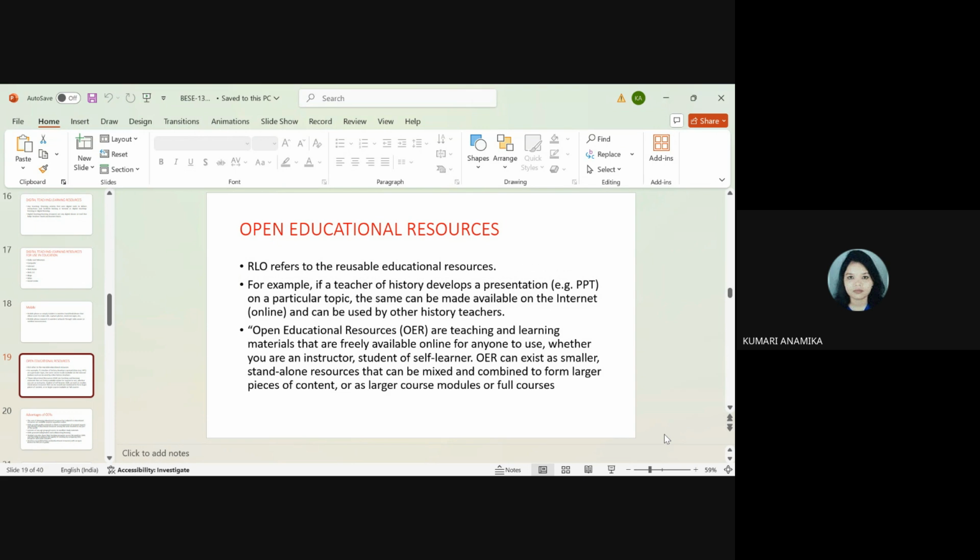When you scan that QR code, you will find links of various videos. Okay, which are easily available.